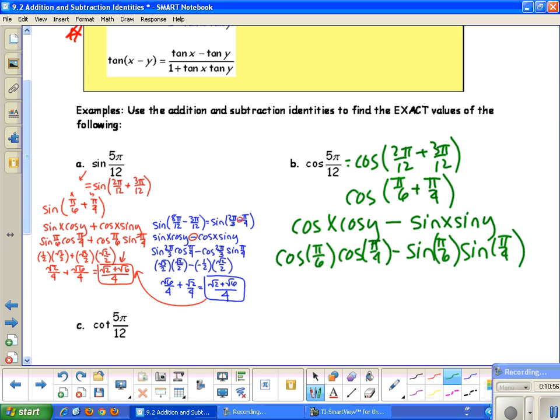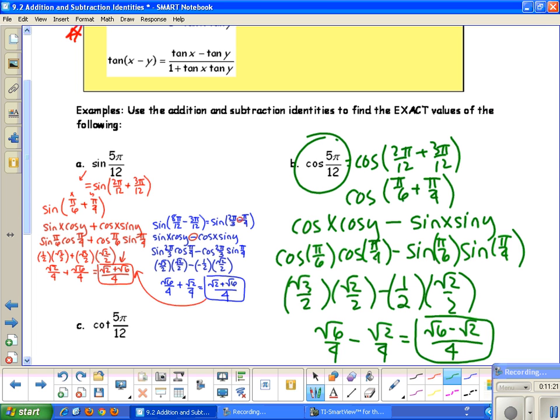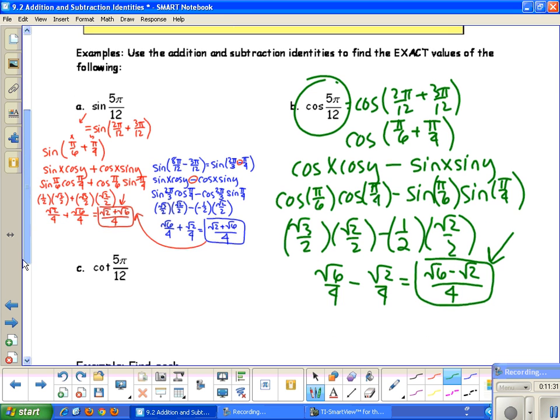And then I know what these are on my unit circle. So root 3 over 2, root 2 over 2 minus 1/2, and root 2 over 2. When I simplify this, I get root 6 over 4 minus root 2 over 4, which is just root 6 minus root 2 all over my common denominator. And that would be my solution. And of course, in my calculator, I could do the cosine of 5 pi over 12 and then see if it matches the decimal of root 6 minus root 2 over 4, which it will. So that would be my exact value answer.